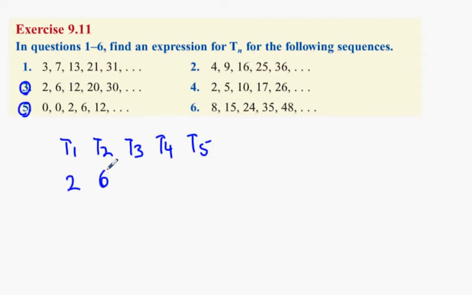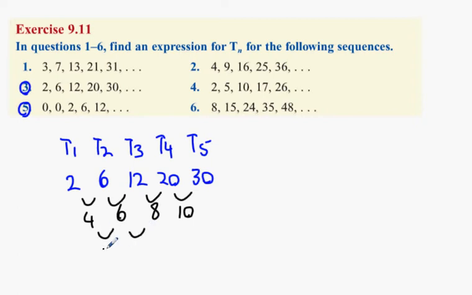2, 6, 12, 20, 30. Okay. Then you have a gap of 4, a gap of 6, a gap of 8, and a gap of 10. Because the first differences aren't the same, this sequence is not arithmetic, it's not linear. It's neither. Therefore, we go to the second difference. What's the second difference, David? Good man, 2.